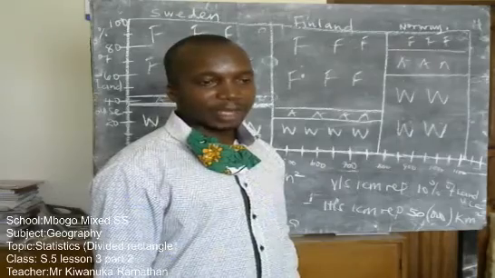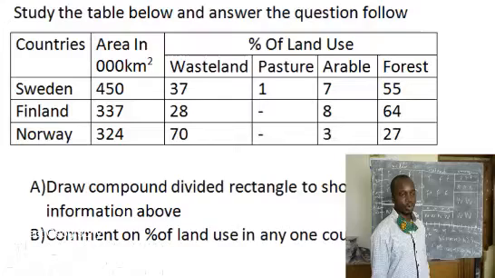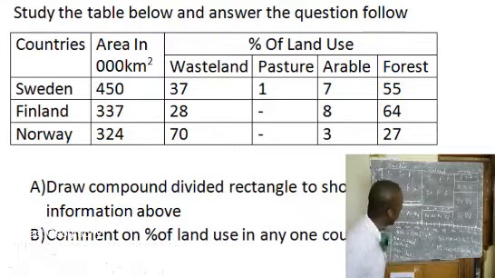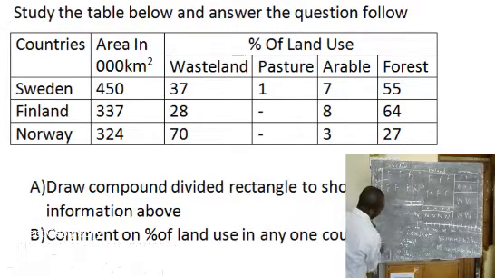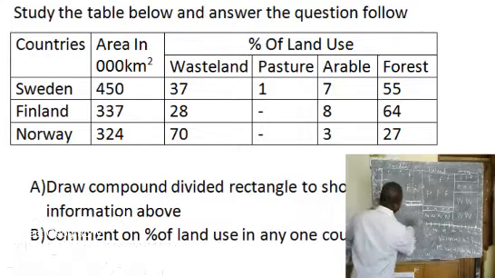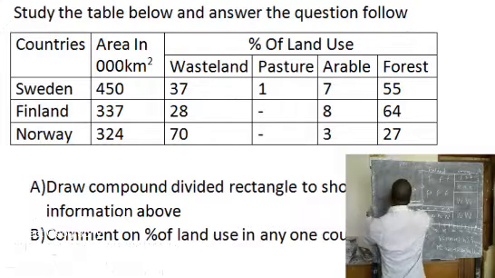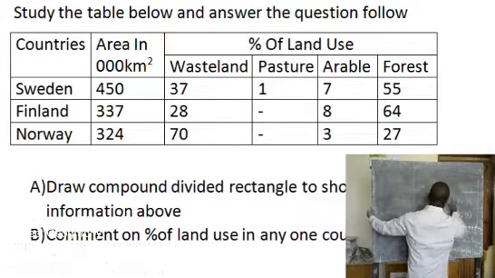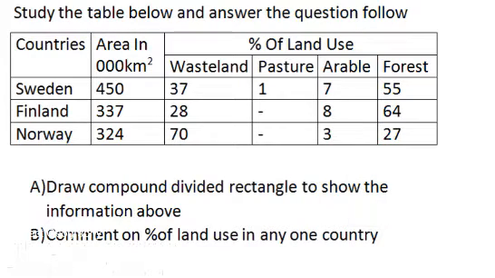there was another sub part which was reading that comment on the percentage land use in any one country. In any one country, that means that you have to identify any one country from the table. Any one country, then you comment. The country is, say, Norway. The country may be, say, Finland. The country may be Sweden, and you clearly show your country of choice. Me, I've gone in for example, Norway. That is part B.